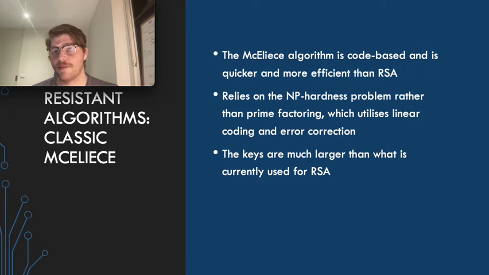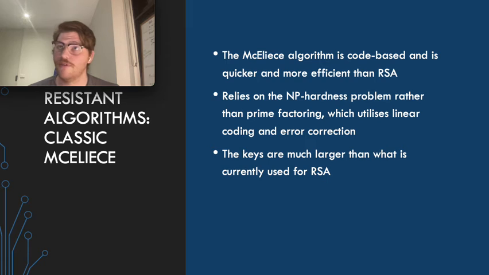Then talking about Classic McEliece. The McEliece algorithm is code-based and is quicker and more efficient than RSA. However, the keys are much, much bigger. The public key for McEliece is a random binary Goppa code, while the ciphertext has random errors added, which can be efficiently removed by the algorithm.